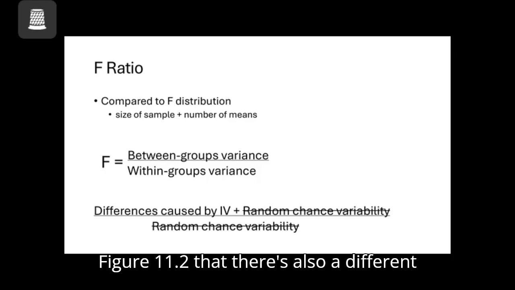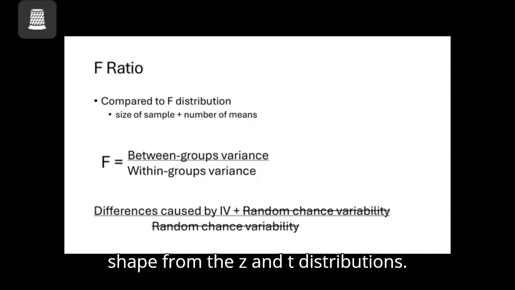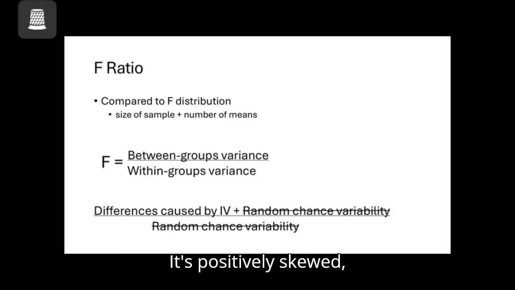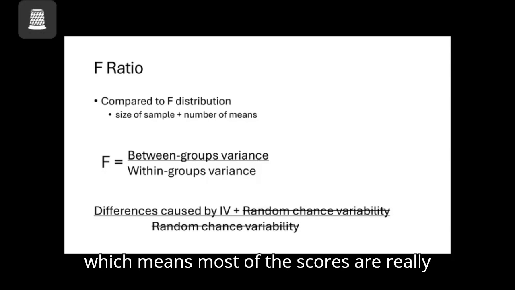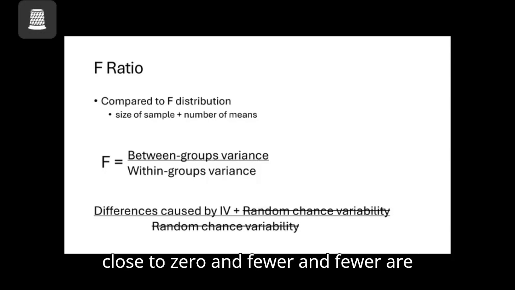You'll also notice in figure 11.2 that it's a different shape from the Z and T distributions. It's positively skewed, which means most of the scores are really close to zero and fewer are farther out.